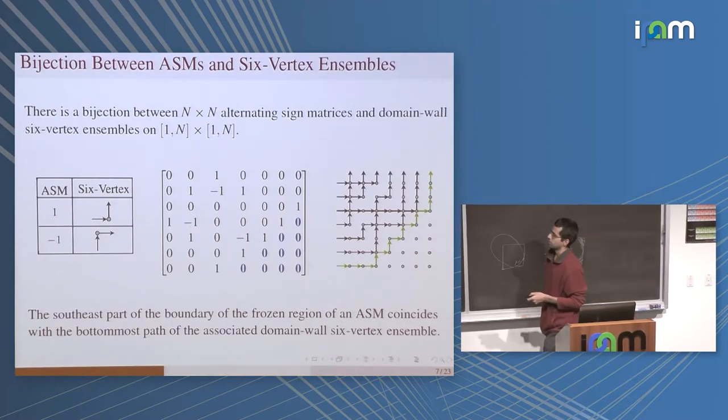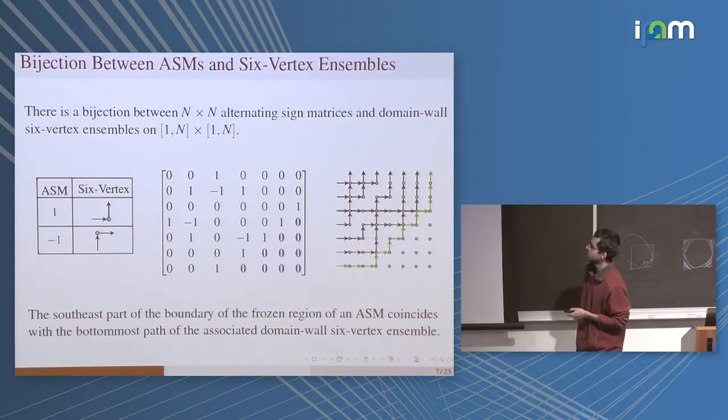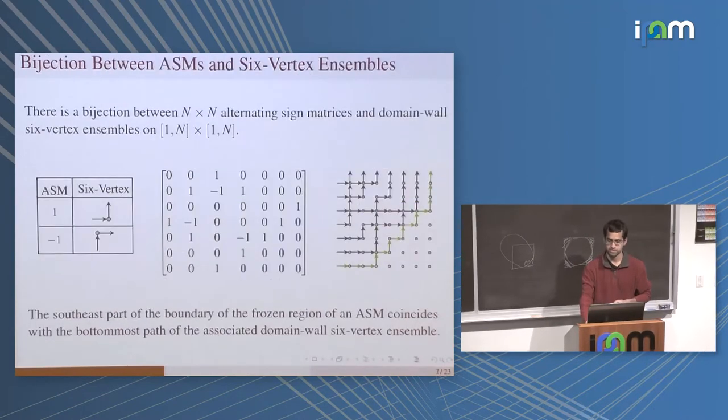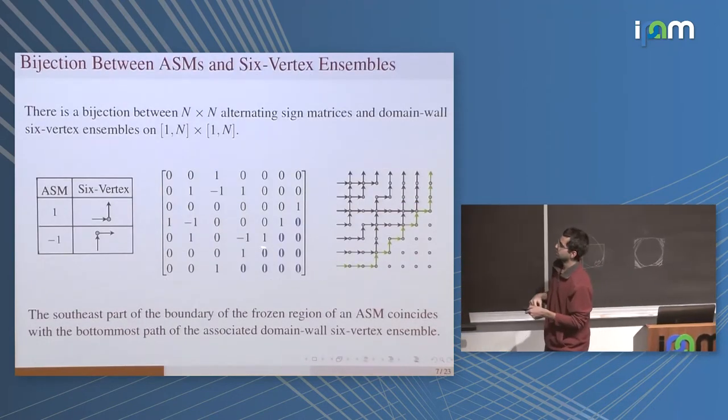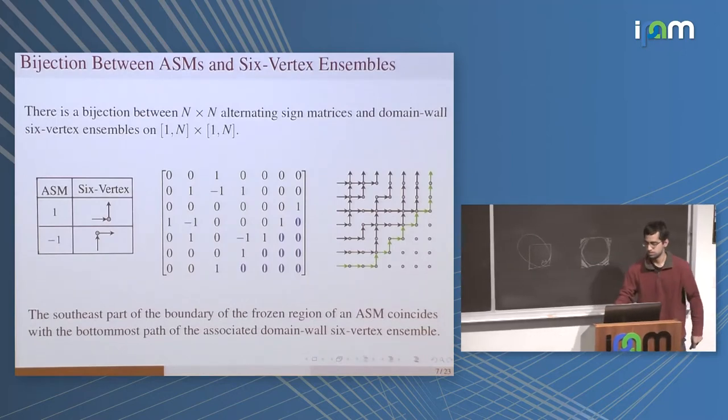Okay. So now I want to convert this whole story into a question about the six-vertex model instead of the alternating sign matrix. The first observation I'll make, which is more or less straightforward, is that the trajectory of the bottommost path corresponds to the boundary between this frozen region and the southeast part of the frozen region. By various symmetries of the model, in order to calculate this frozen region, there are four pieces, remember. All I need to do is understand the trajectory of this bottommost path and then apply the obvious symmetries to obtain the full curve. Okay, so this is what I'm trying to say.